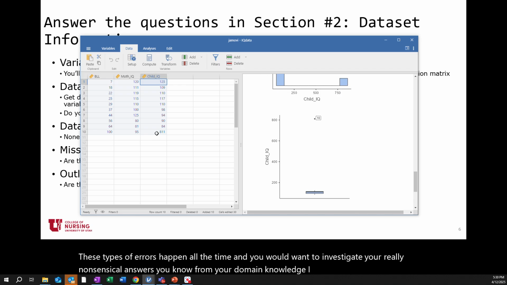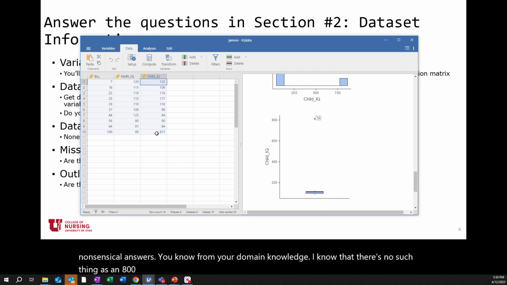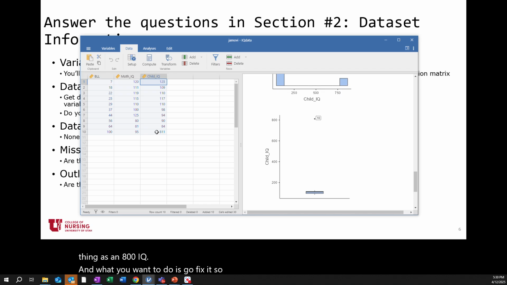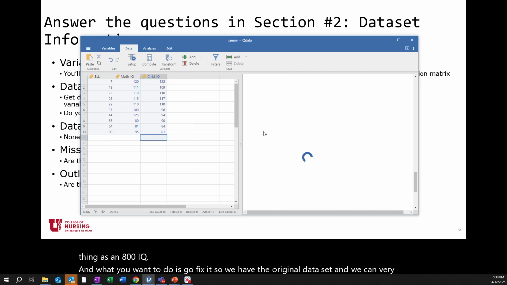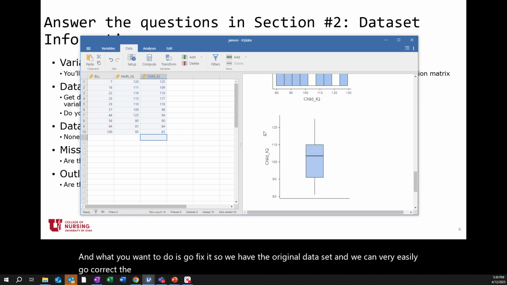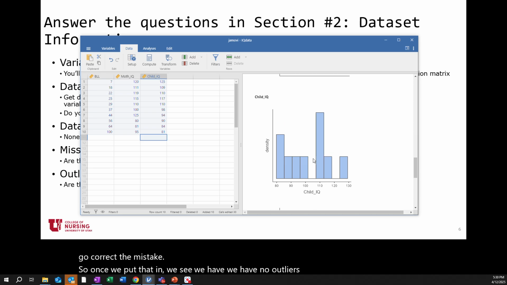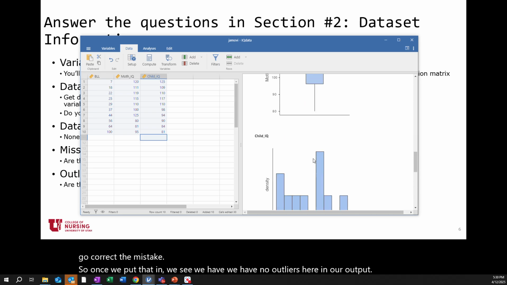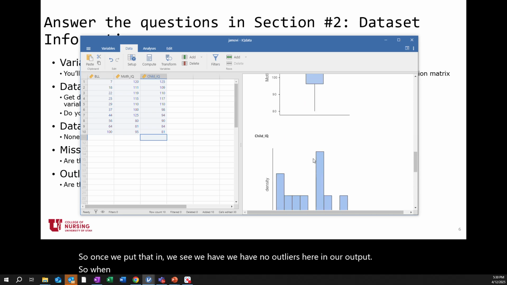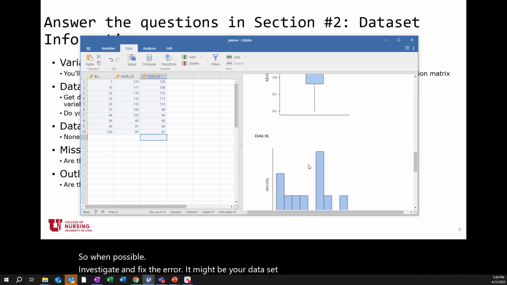I know that there's no such thing as an 800 IQ, and what you want to do is go fix it. So we have the original data set, and we can very easily go correct the mistake. Once we put that in, we see we have no outliers here in our output. So when possible, investigate and fix the error. It might be your data set, go fix a problem.